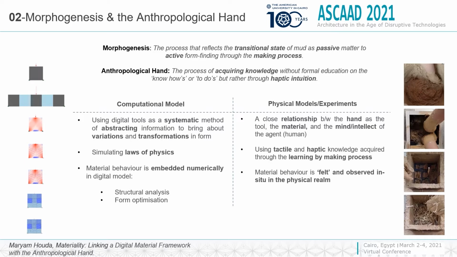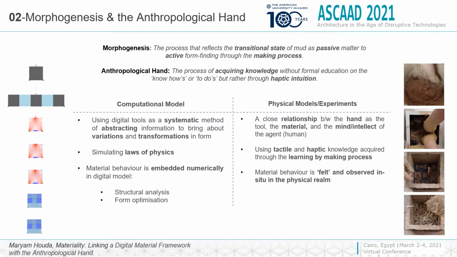So this research takes on the knowledge acquired through understanding computational optimization methods and applies this information to an in situ making scenario. This research uses the term morphogenesis to reflect on the transitional state of mud as passive matter to active form finding through the making process. So this research relates to morphogenesis in the analog and digital world, where through direct contact with the material, the human as the intellectual agent can morph and shape mud due to its emergent material behavior.